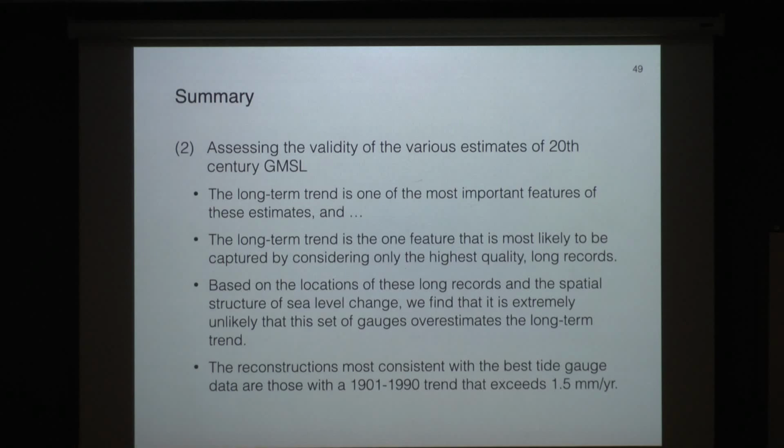And so based on the locations of these long records, as well as the spatial structures that I included here, we find this set of gauges is most likely to underestimate the long-term trend, which in turn suggests that the global reconstructions that are most consistent with the best tide gauge data we have in terms of the long-term trend are the ones that would give a trend during 1901 to 1990 that is greater than the mean trend from these 22 records, which is 1.5 millimeters per year.